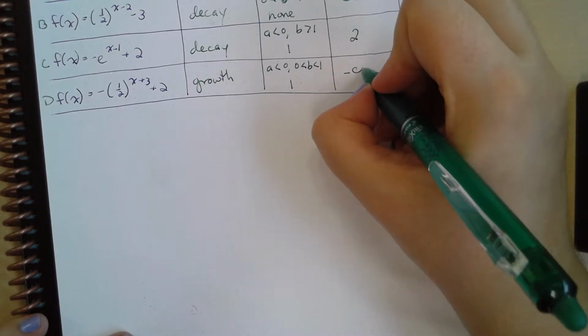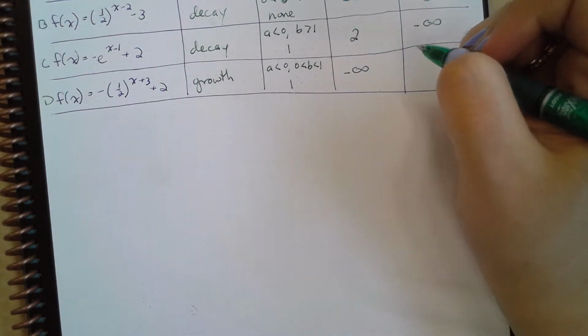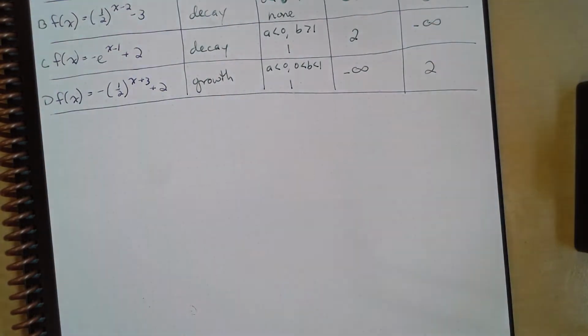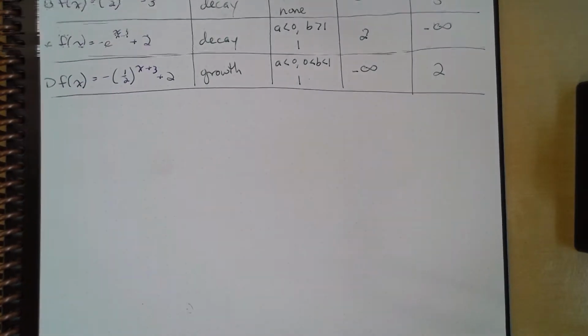So as we went to negative infinity, we went to negative infinity, and as we went to infinity, we went to 2. So let's summarize this information here.